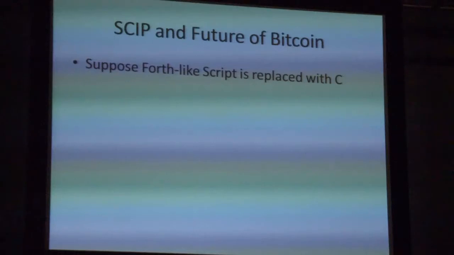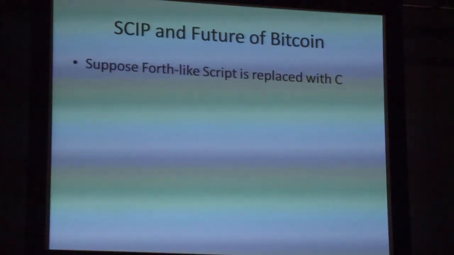So looking ahead, suppose Bitcoin likes this project, and I hope they do. I think they should. Suppose, bear with me for a minute, that at some point in the future, Forth-like script is allowed to be replaced with C, which could be a good idea for a lot of reasons. And even if not, you could just have this as something that builds upon the basic Bitcoin protocol.